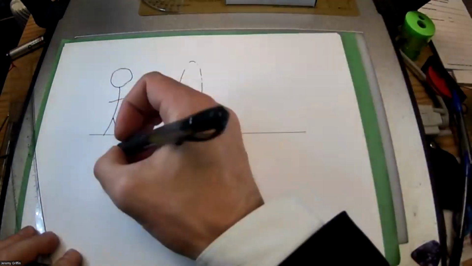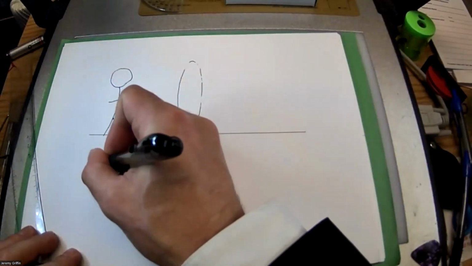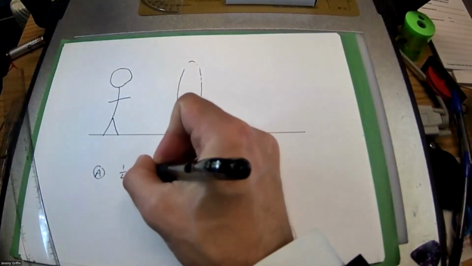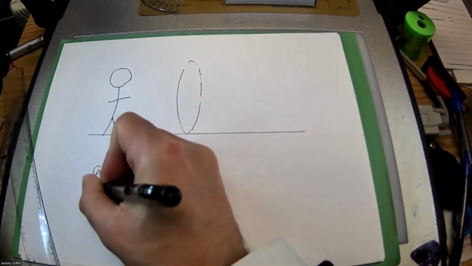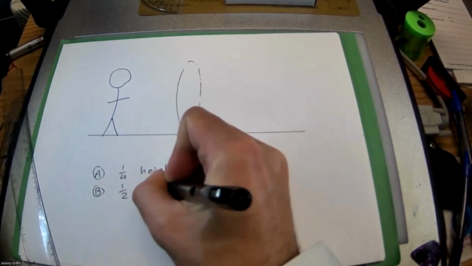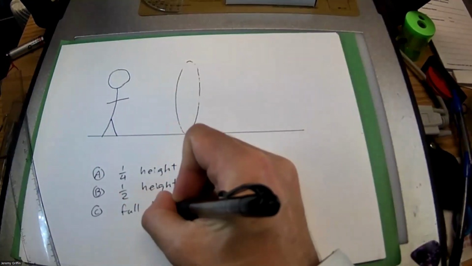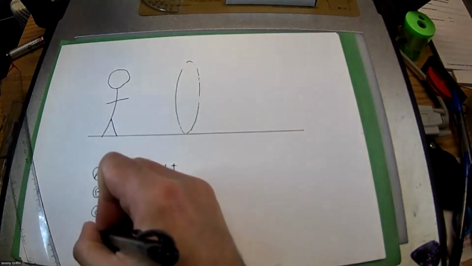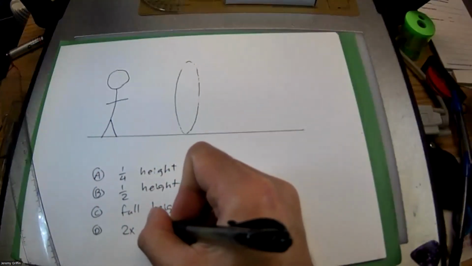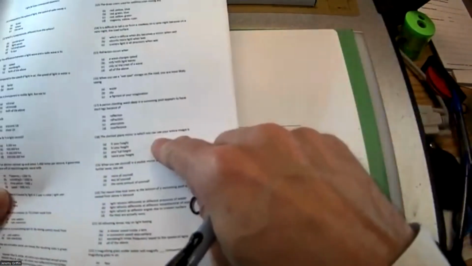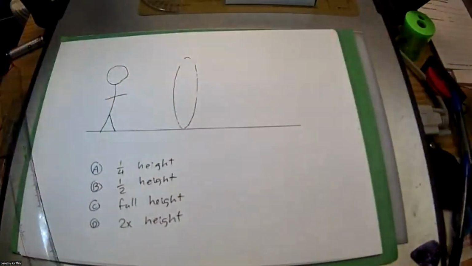Here, let's do a multiple choice. This is number 18. Is it a quarter of his height? Is it half of his height? Does the dresser mirror need to be his full height? Or does the dresser mirror need to be twice his height? So those are your multiple choice options. We're looking at number 18, so we're answering number 18 before we actually go into the Kahoot version of this.